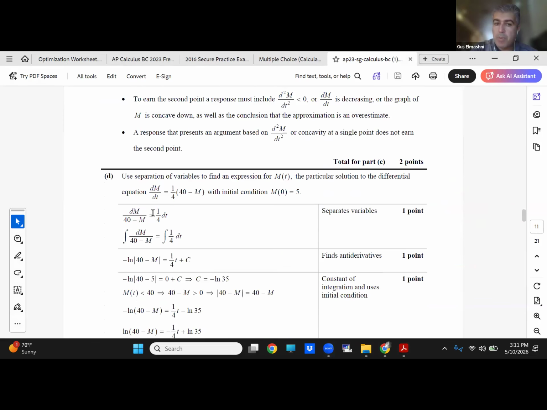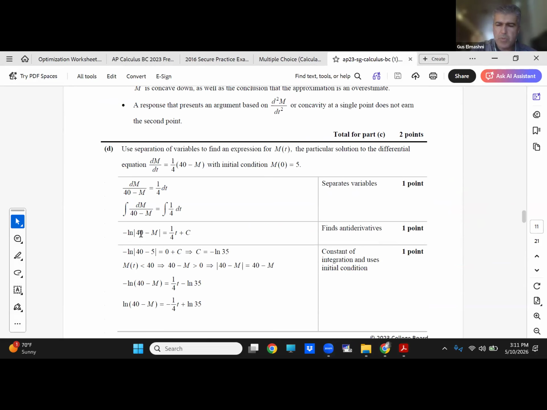Yeah, so doing the separation is worth a point. So writing that out. The integral is 1/4 t, that was natural log. And it's negative because it's a reverse chain rule or linear U sub. And then actually plug in the initial value and solve for C, which is negative natural log of 35, right?